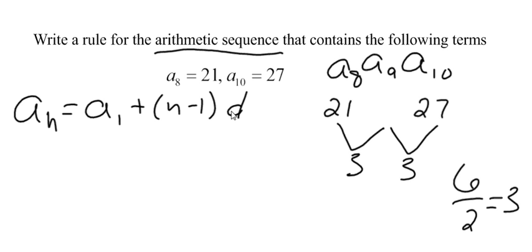So we came up with our common difference, which is 3. Now we have to use our common difference and one of these terms to calculate our a sub 1 value.